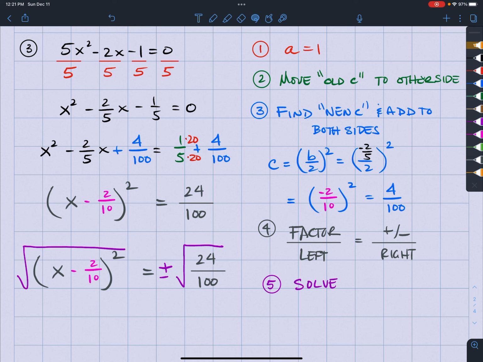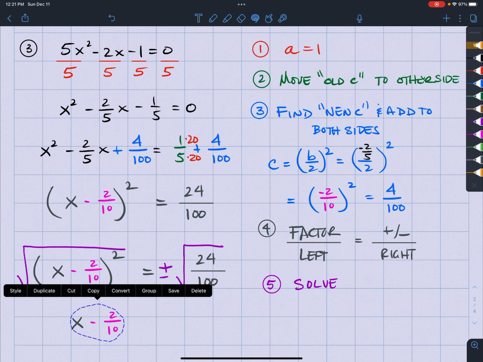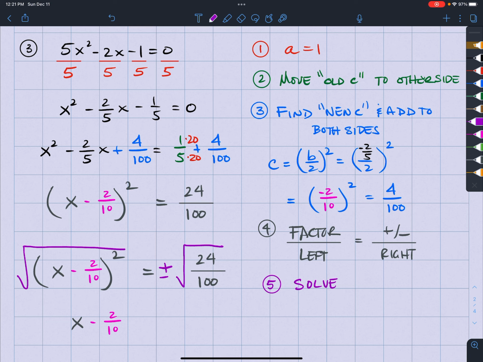The left side is nice because the square and the square root are opposite operations, so the inside is what's left. The right side is going to equal plus or minus. The square root of 100 is just going to be 10, so that's good. The top is going to be what? Let's break it down. The square root of 24 is 2 times 2 times 3. Since it's a square root, we're looking for pairs, and here's a pair right there, so that gets to come out.